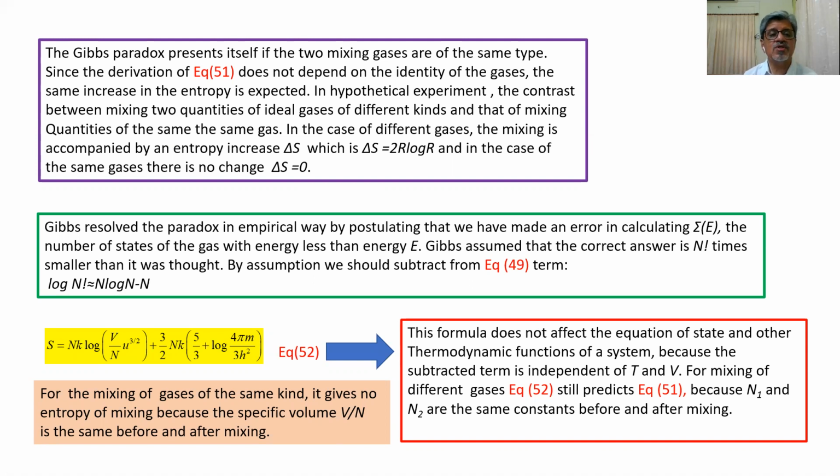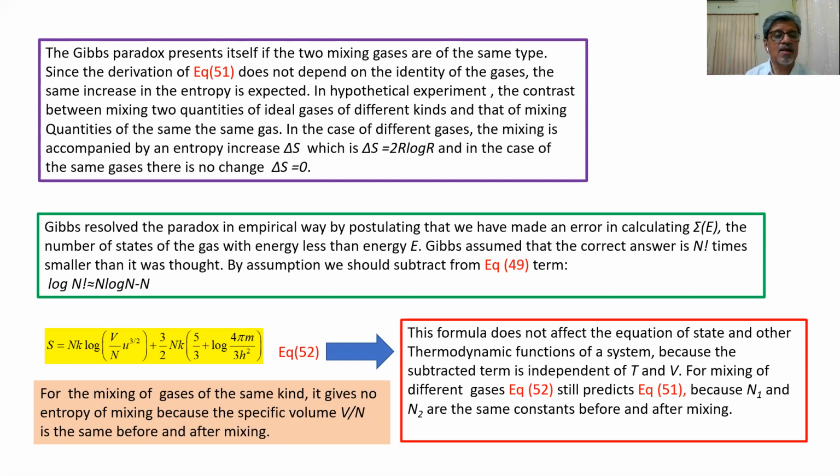Gibbs resolved the paradox in an empirical way by postulating that we have made an error in calculating the sum Σ(E), the number of states of the gas with energy less than E. Gibbs assumed that the correct answer is N factorial times smaller than it was thought, by assuming that we subtract from equation number 49 the term log N factorial. Using the Stirling formula, it is equivalent to N log N minus N.